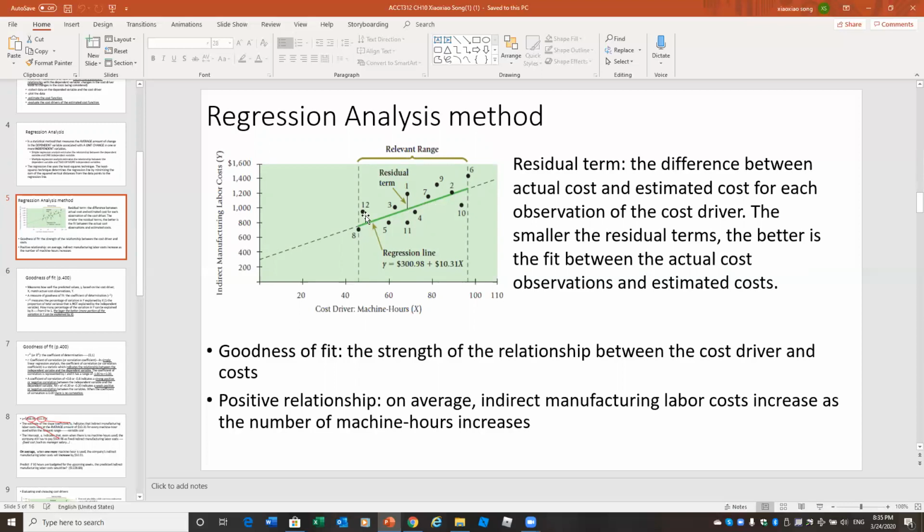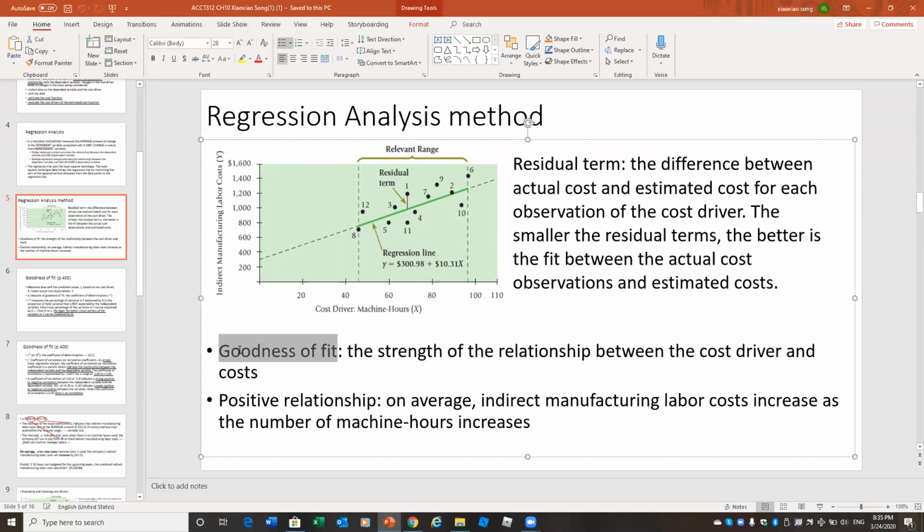Residual term, so let's say you predicted it should be here, but the actual is here for dot 12. So this distance is the residual, right? This distance is the residual. Goodness of fit, I don't know if you have heard it or not, but basically it's called R square. R square, larger is better. And then for the relationship, for this one, it goes up, so that means there is a positive relationship. If it goes down, then that's a negative relationship.